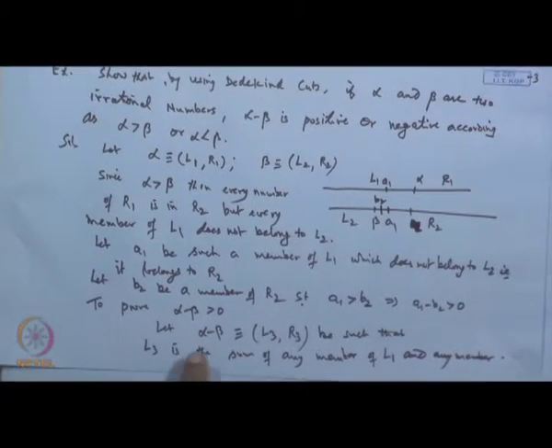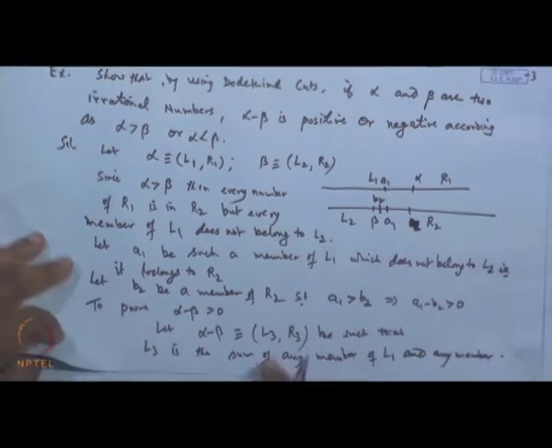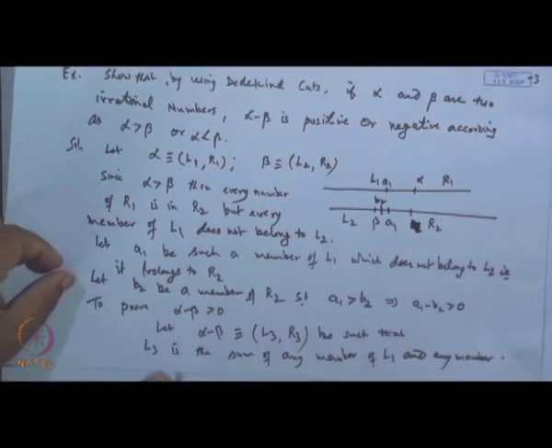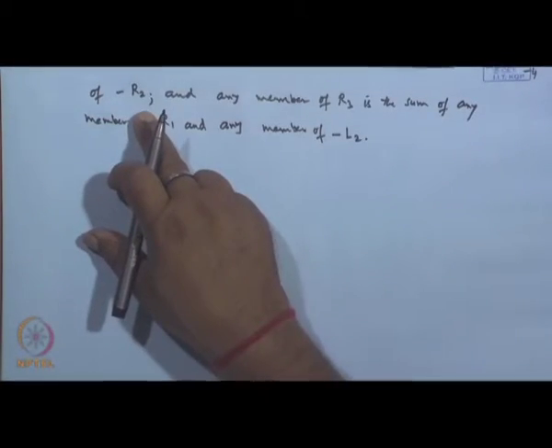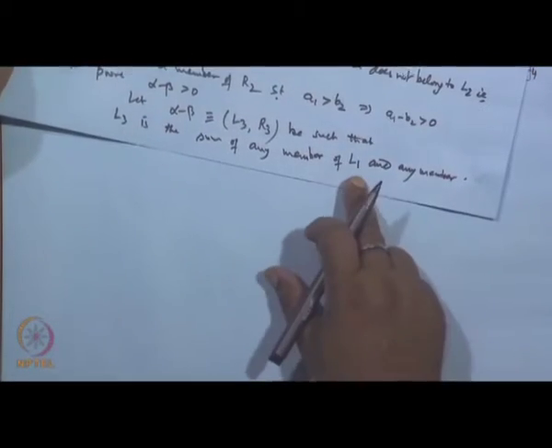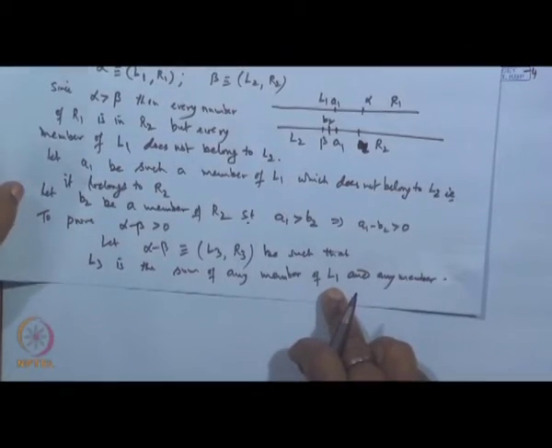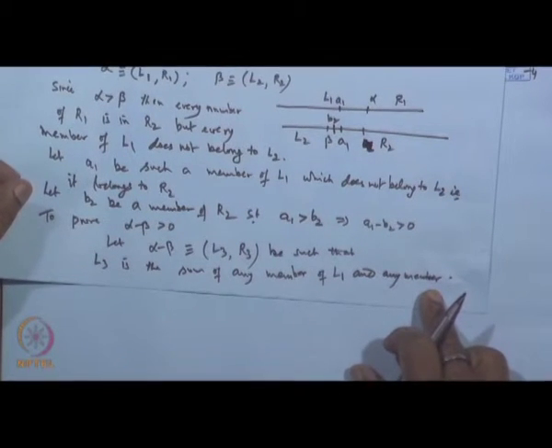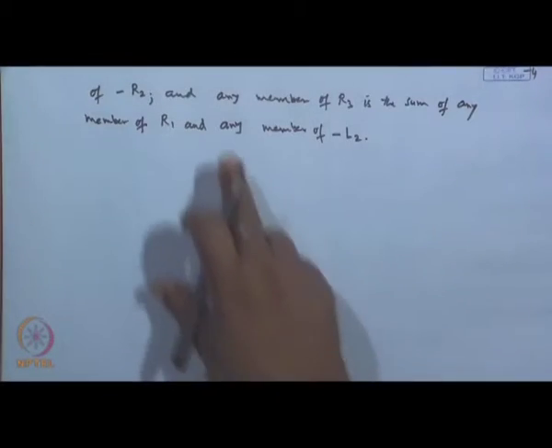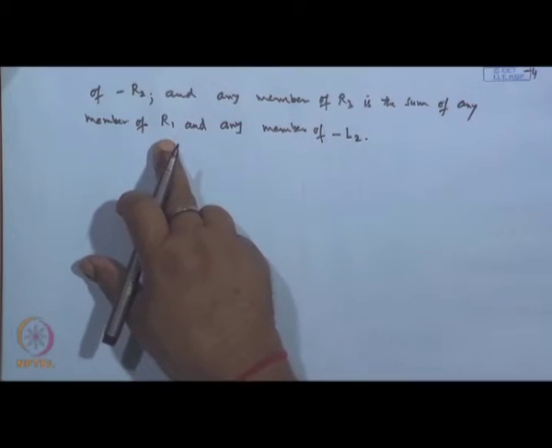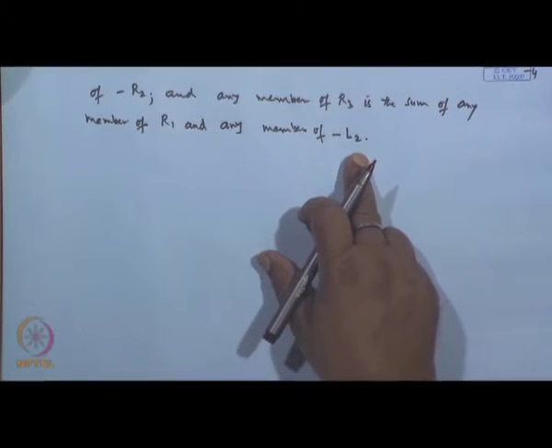We wanted to show the alpha minus beta to be positive. So, let us suppose alpha minus beta represents a cut by L 3 R 3, okay? And we are assuming that this cut is such that any member of L 3 is the sum of the member of L 1 and any member of minus R 2. So, if we take any element of L 3, it can be written as the sum of the elements of L 1 and a member of minus R 2. Similarly, if we take R 3, then any member of R 3 we are assuming as a sum of the member of R 1 and any member of minus L 2. Is it okay or not?